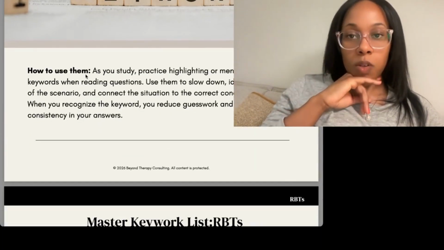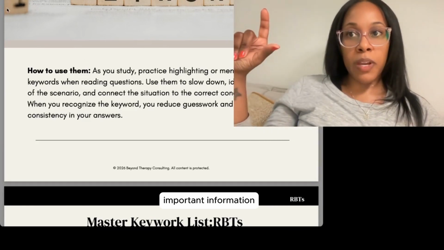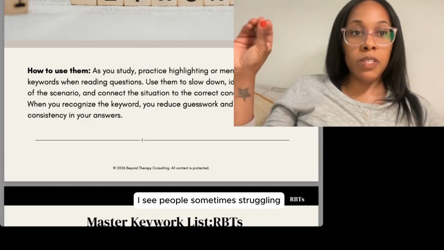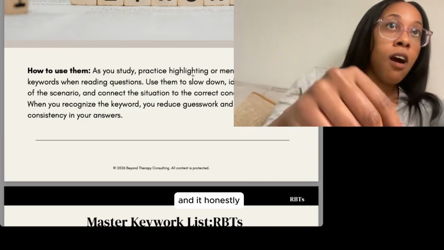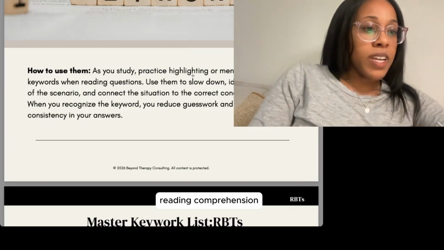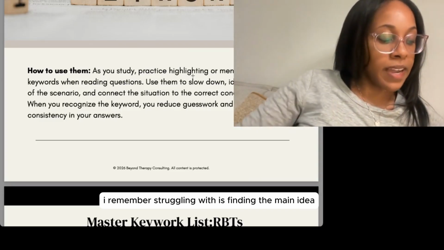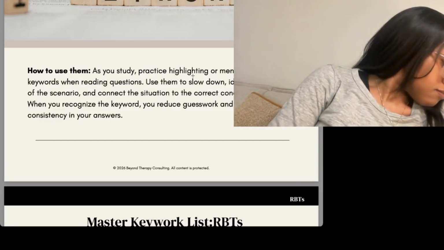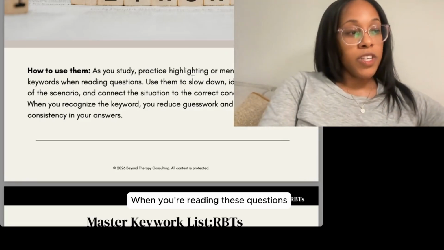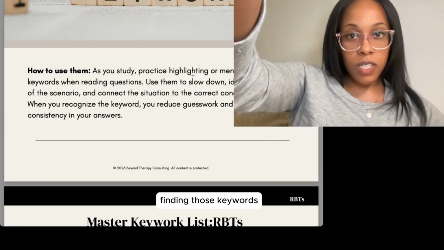And when you're reading, get yourself in the habit of identifying the most important information that's in the question. Because I see people sometimes struggling with that a lot. It honestly makes me think back to when I was in school and we would do reading comprehension. One of the things I distinctly remember struggling with is finding the main idea. But when you're reading these questions, some of the same rules apply: finding the main idea of the question, finding those keywords that jump out.